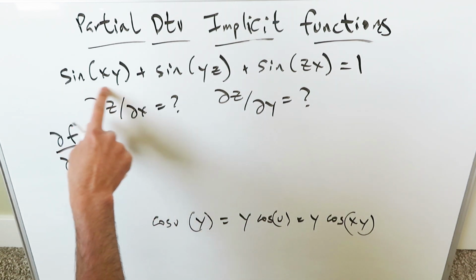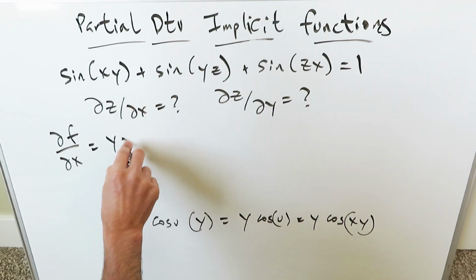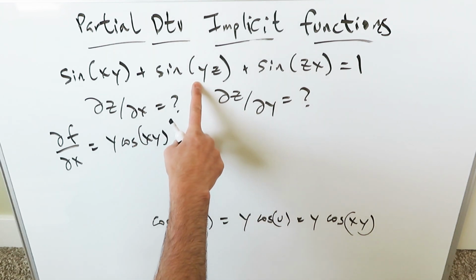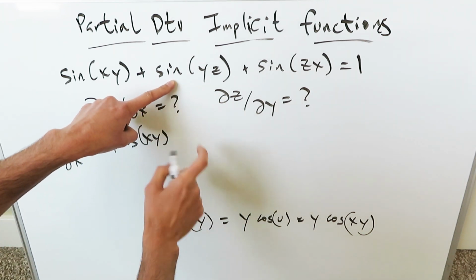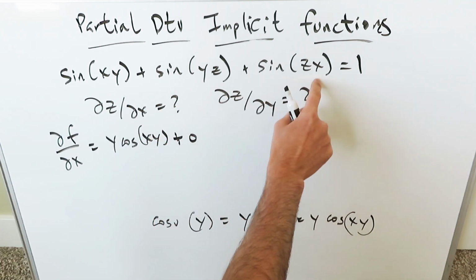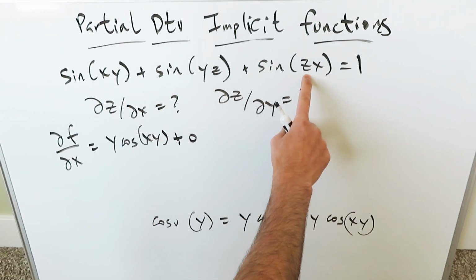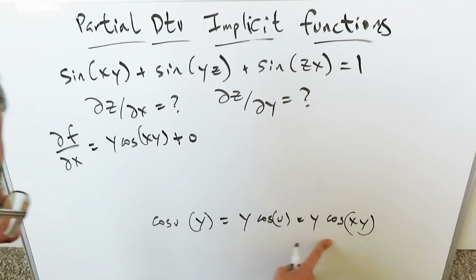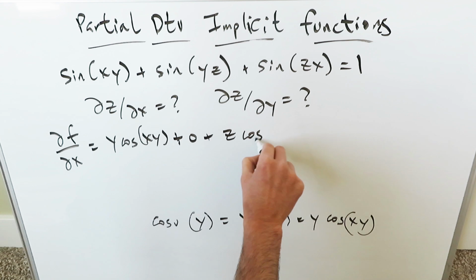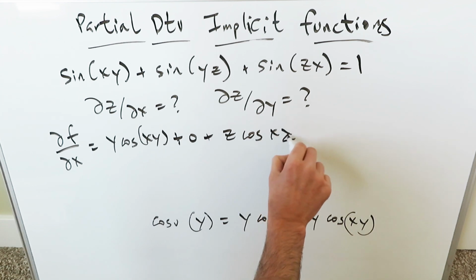When I'm looking at this first part right here, I get this y cosine xy. When I'm looking over here, there's no x variable at all. It's treated as a constant. The partial derivative of a constant will be 0. When I'm looking over here, I have an x variable, and z is my constant. Running through the same principle here, you'll have a z cosine xz.